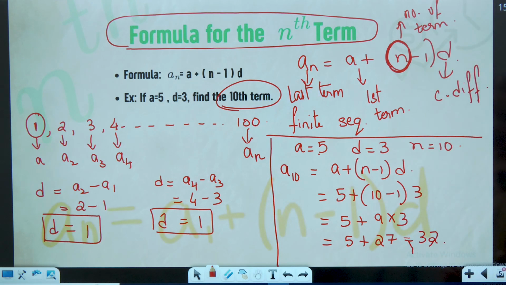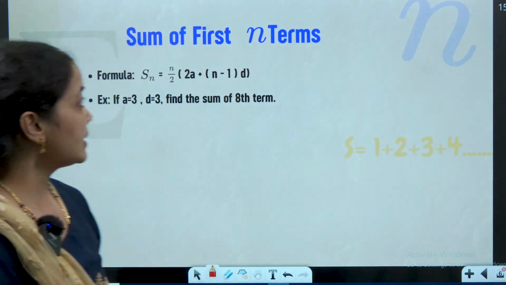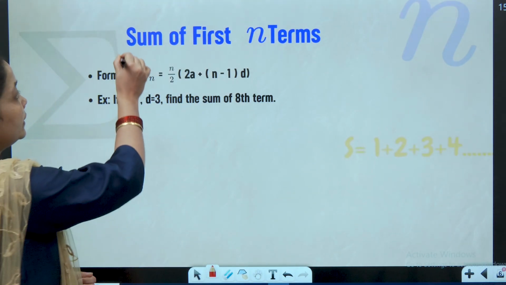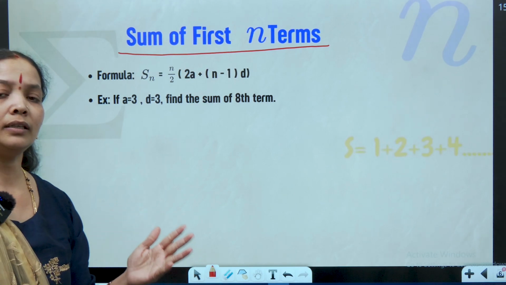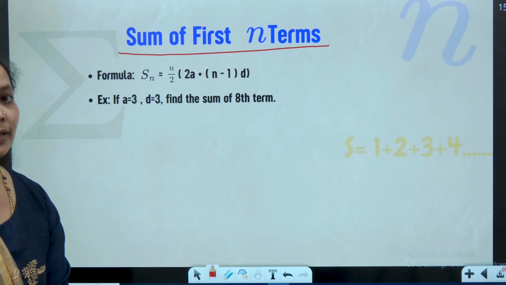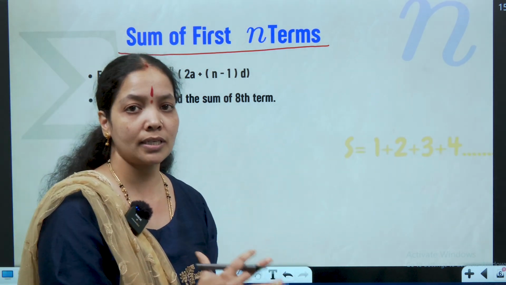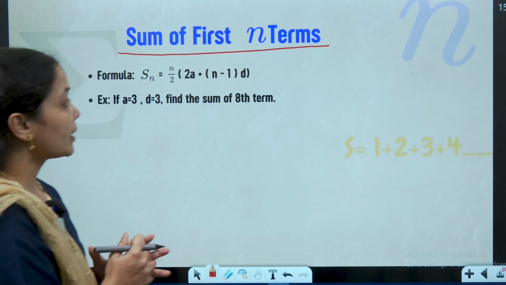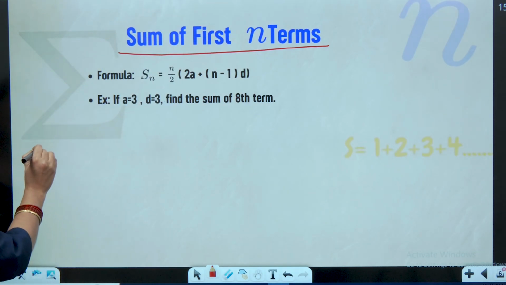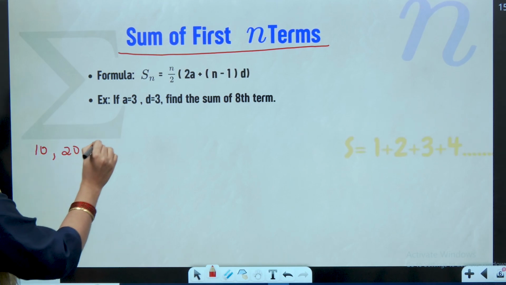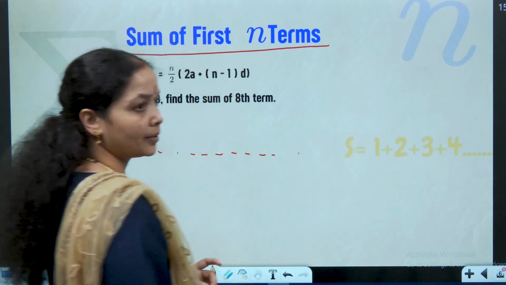Moving ahead, children, this is the next formula that you have to learn, called sum of first n terms. In the previous slide, we have seen the nth term of the AP. Nth term means there is a sequence given and I have to find the particular position wise term. But here we are going to find the sum of the given AP. For example, if there is a series 10, 20, 30, 40, etc. and I don't know the nth term here.